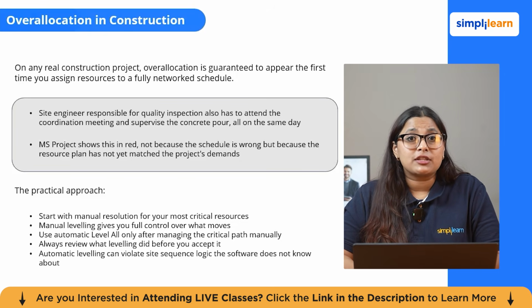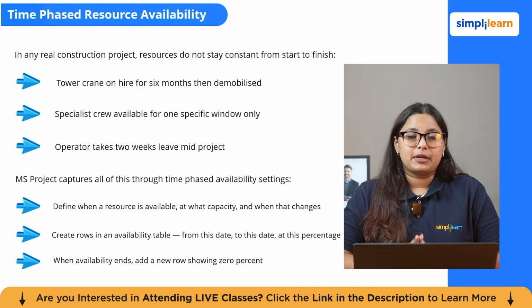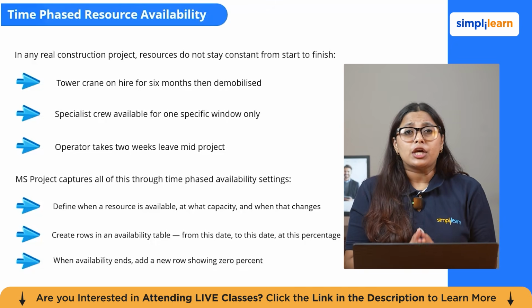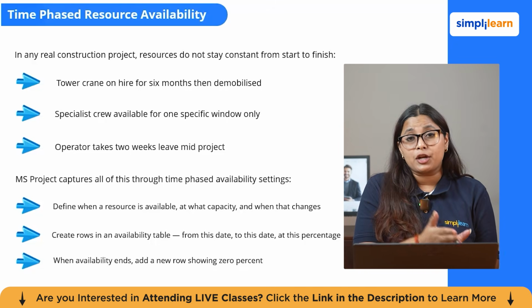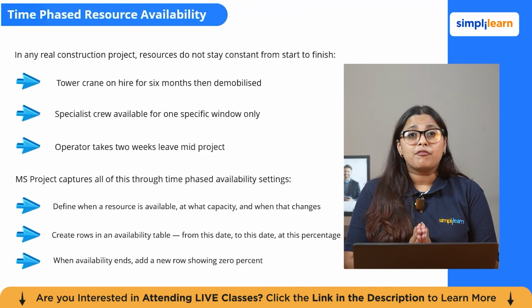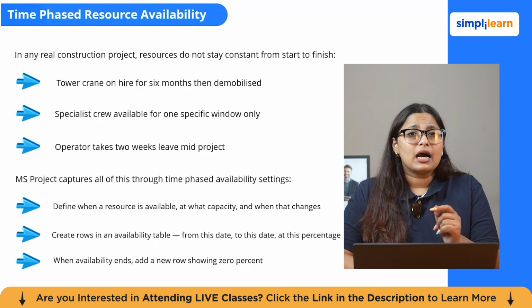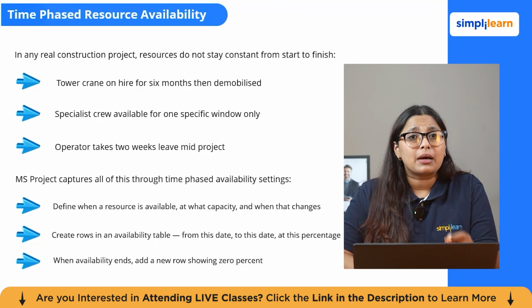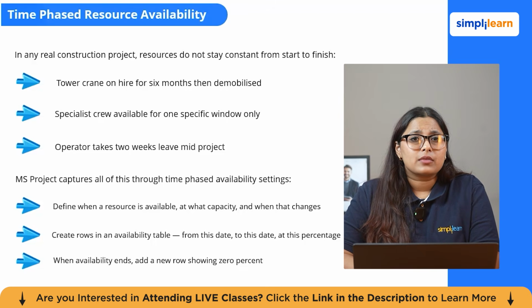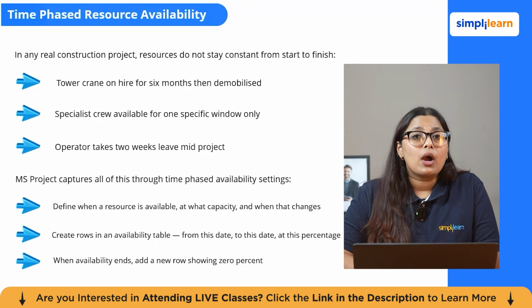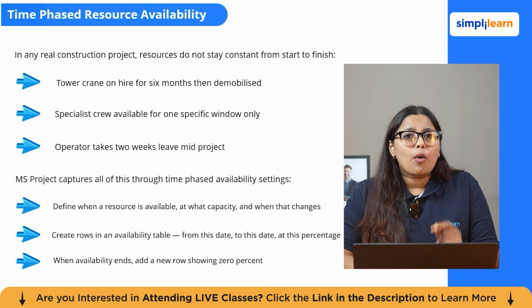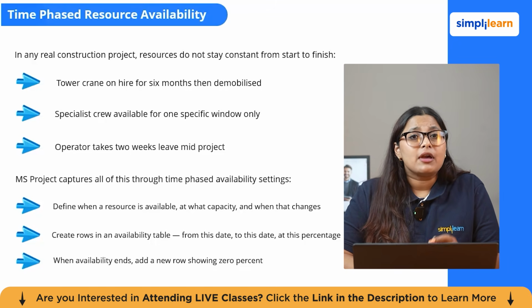Now let us look at the feature that makes your resource plan much more realistic: time-phased availability. Because a real resource does not have the same capability throughout the whole project. In any real construction project, resources do not stay constant from start to finish. A tower crane is on hire for the first 6 months and then demobilized. A second structural engineer joins at month 3 when the frame is underway. A specialist waterproofing crew is available only in one specific window and then they move to the next project. And operators take 2 weeks of annual leave mid-project.